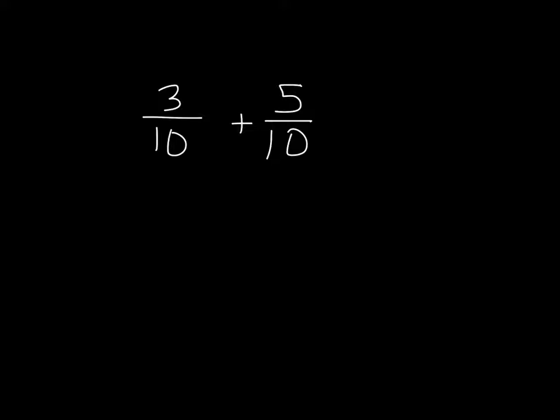Okay, 3 out of 10 plus 5 out of 10. Again, we add the numerators, 8, and we keep the denominator, 10. Now you can look at this and see that it can be reduced. 8 and 10 can both be divided by 2. So when I do that, it gives me 4 over 5.